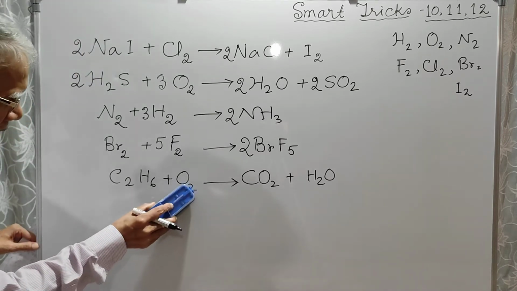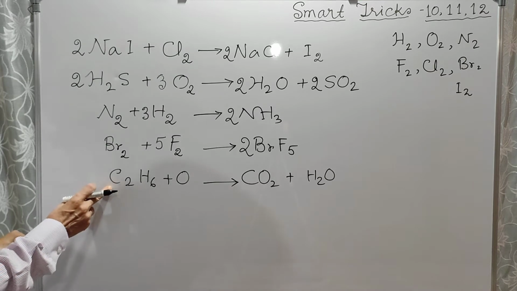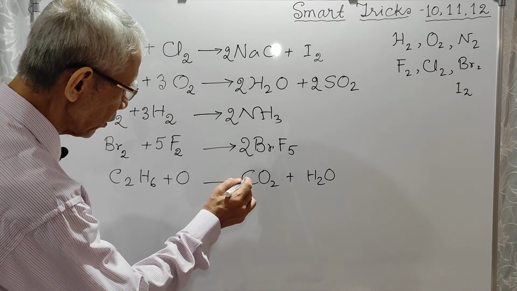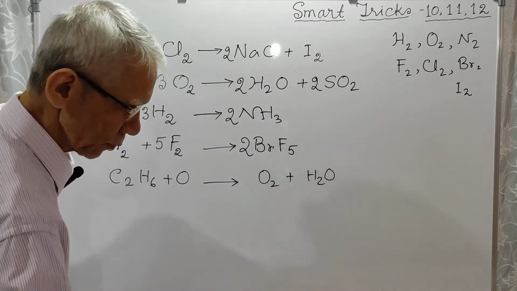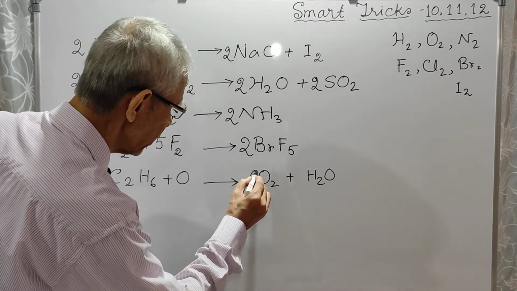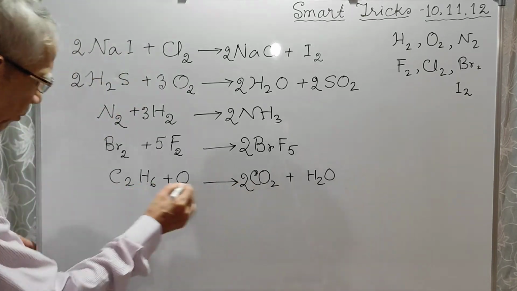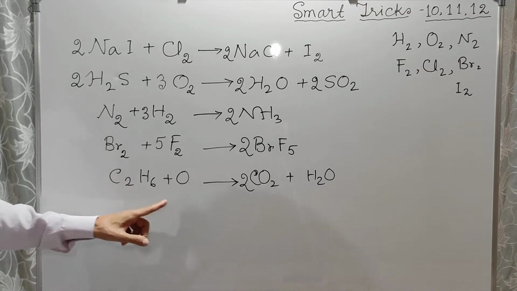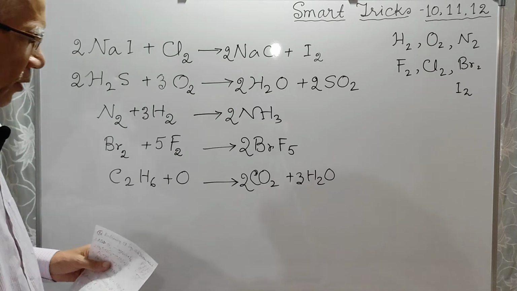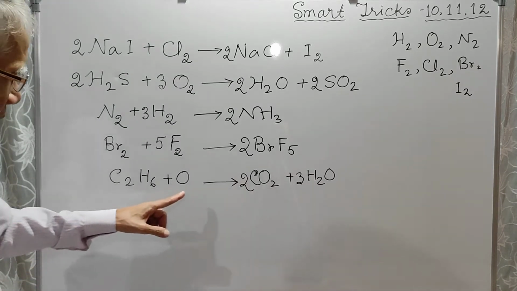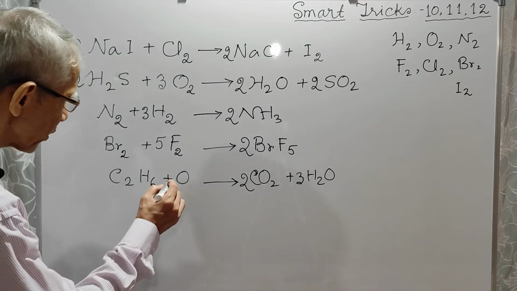So as the trick says, remove these 2. Then balance it. So carbon 2, carbon 1. So we must put 2 here. So this is carbon dioxide. Now carbon 2, so we must put 2 here. Then carbon is balanced. Hydrogen 6, hydrogen 2. So we must put 3 here. So hydrogen is balanced. Then oxygen 1. Here oxygen 4 and 3, 7. So you must put here 7.